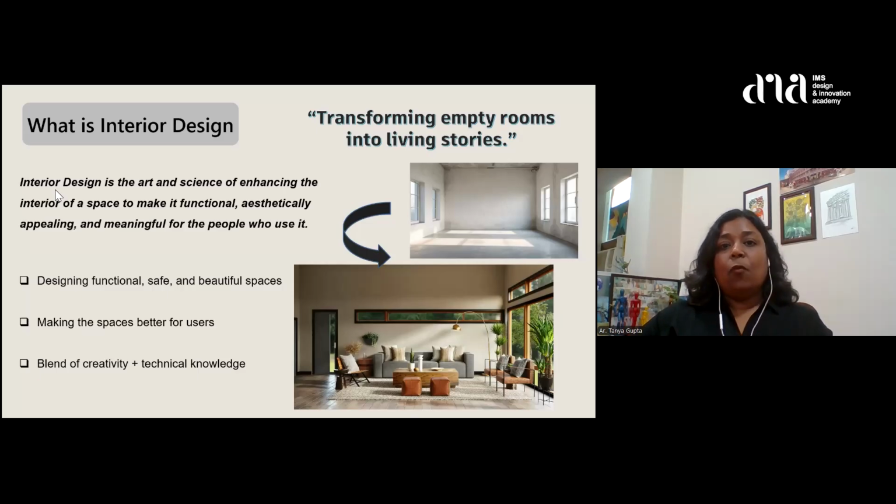So what is interior design? Interior design is basically the art and science of enhancing the interior of a space. Why am I saying art and science? Because there are a few technical aspects involved with interior design, and as I mentioned, the aesthetic part of interior design, so it's an art also.